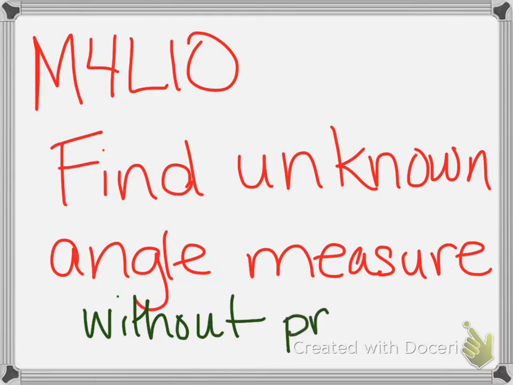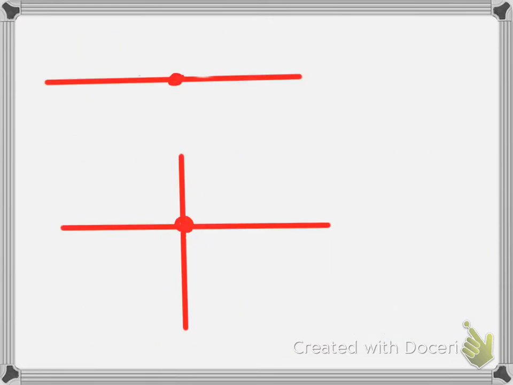Today we're going to be finding the unknown angle measure without a protractor. So we're going to use what we are given and find unknown angle measures. You will need this information to start with, a little bit of review.